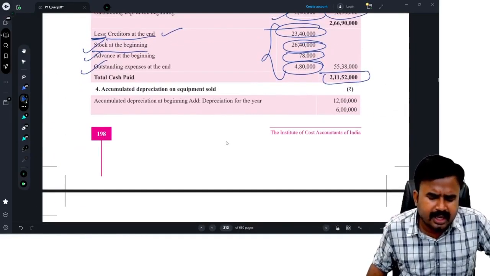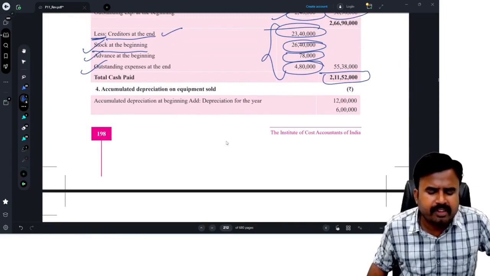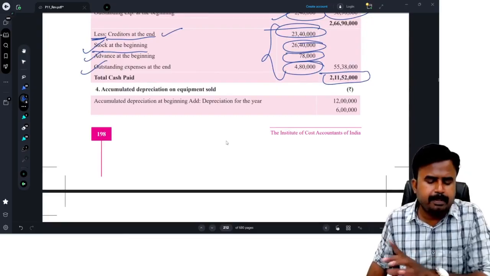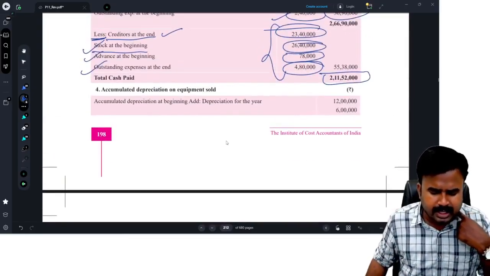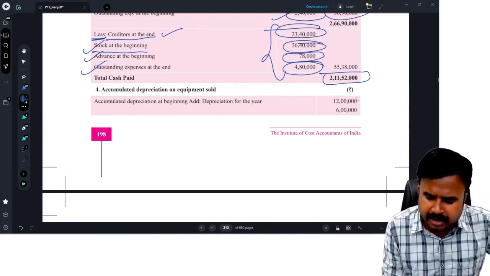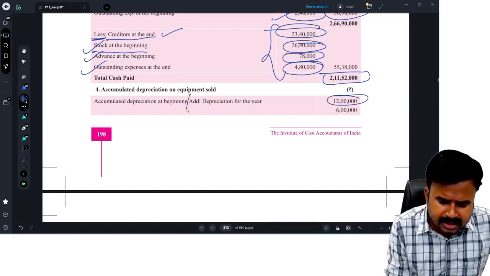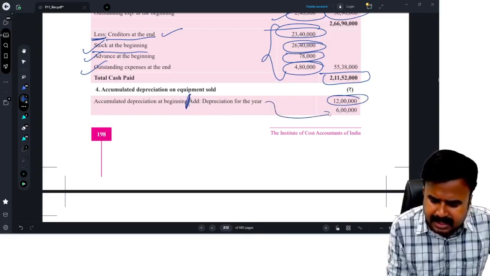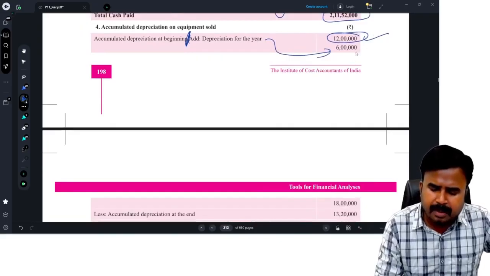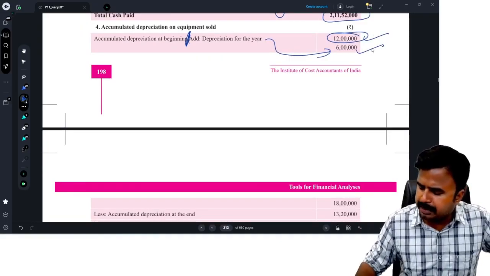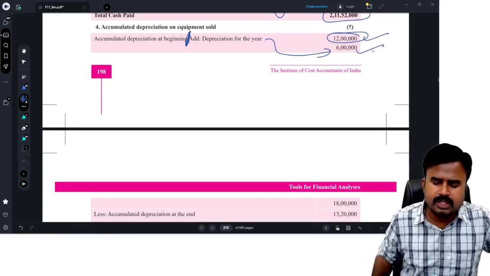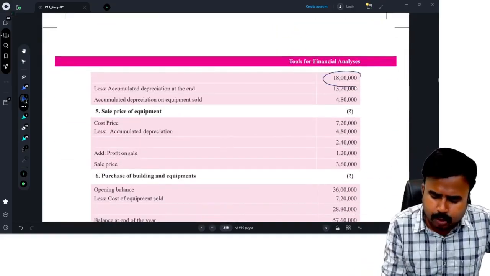Now the next transaction: accumulated depreciation on equipment sold. If you prepare the asset account and provision for depreciation account, you can simply close these two accounts. They have prepared one statement. Accumulated depreciation at the beginning of the year is 12 lakhs. Add depreciation for the year, the current year depreciation, 6 lakhs. So for opening provision for depreciation, I'm adding current year depreciation, and my closing depreciation should be 18 lakhs, 12 lakhs plus 6 lakhs.